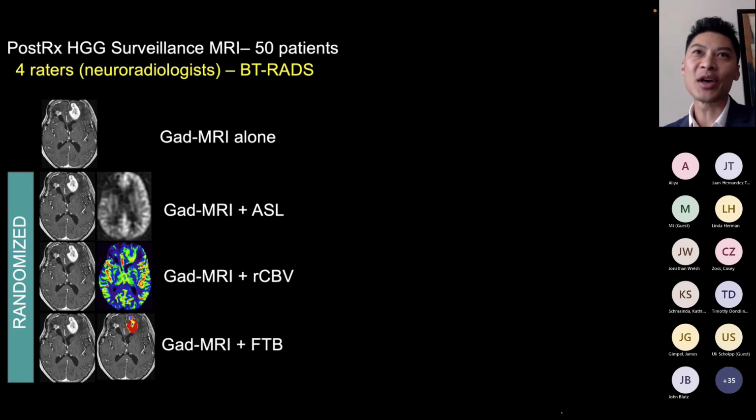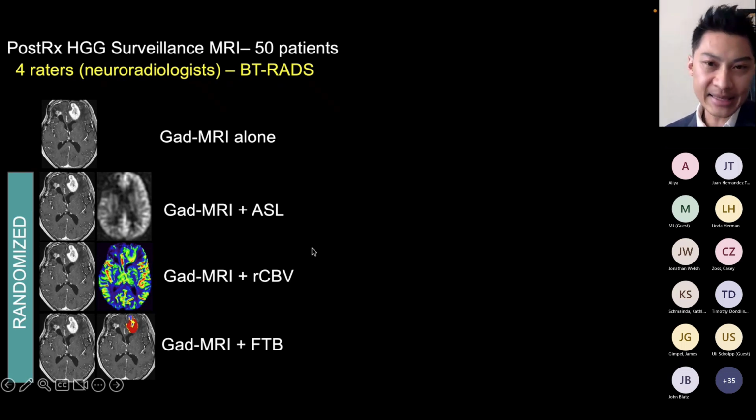Next, so that was on the clinician side. Next, we wanted to see if it would affect how neuroradiologists interpret post-treatment HCG surveillance imaging. We looked at 50 patients who presented for routine surveillance imaging. We got a group of 4 different neuroradiologists together, and we had them look at 4 sets of images: just GAD MRI alone, GAD and ASL, GAD and blood volume (CBV), and GAD and FTB. Then we asked them to interpret the images using the BT-RADS scale.